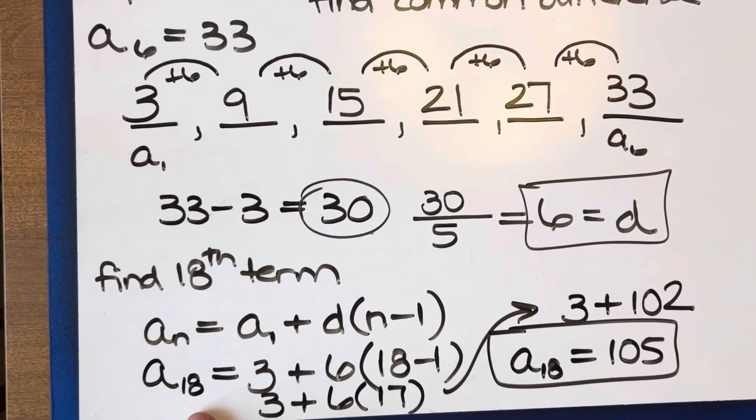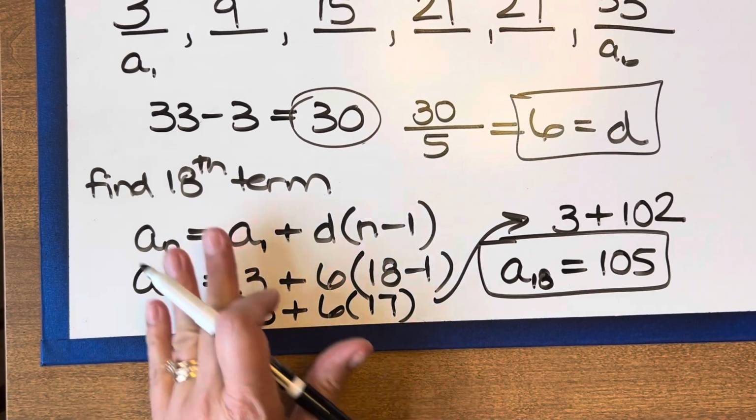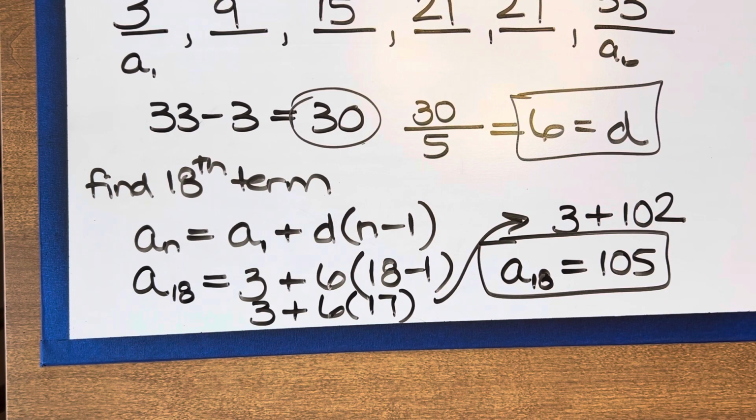So that is one problem where you are finding a common difference for an arithmetic sequence and then using that information to find another term later on in your sequence.